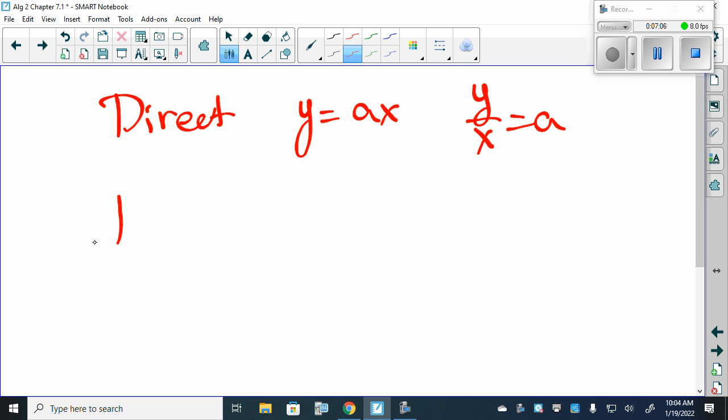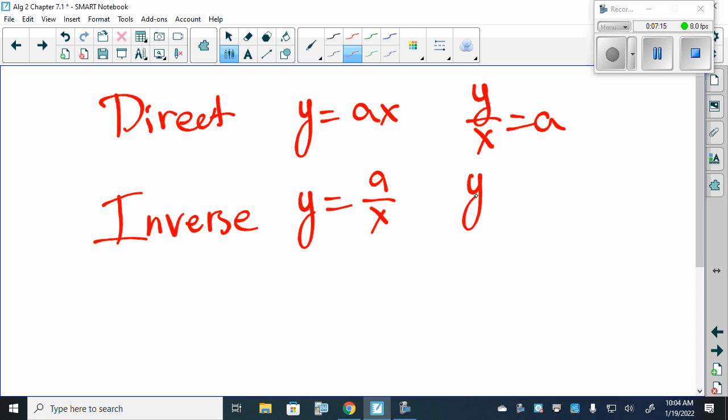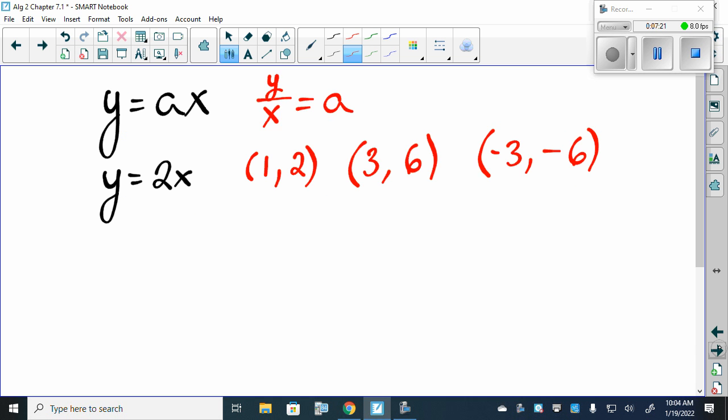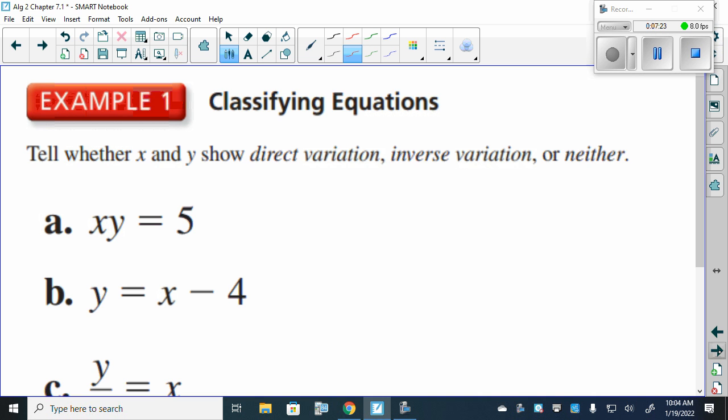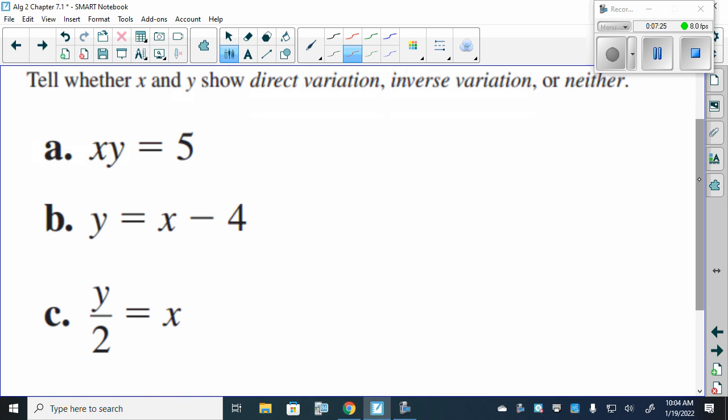And our inverse, really we can say is y is equal to a divided by x, or y times x is equal to a. Now what we want to look at is these three here and determine whether it's direct, inverse, or neither.